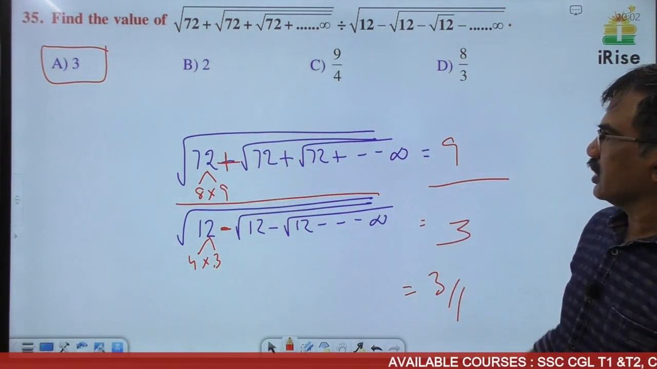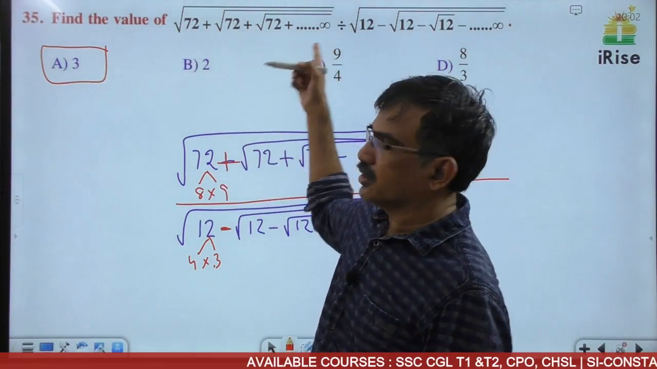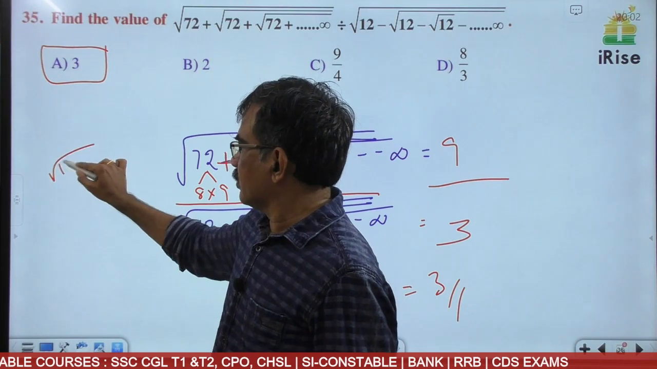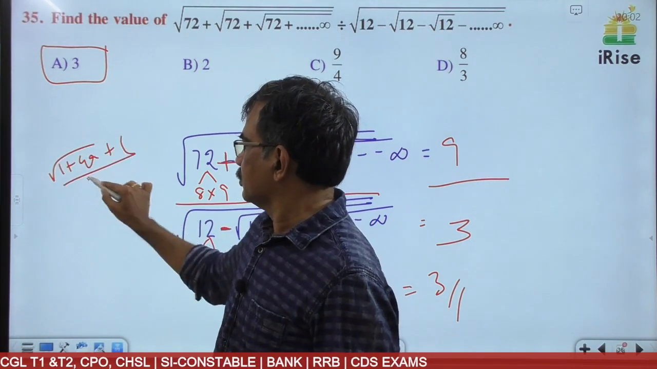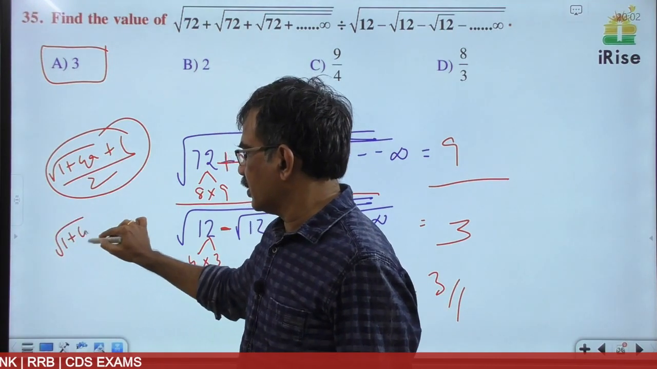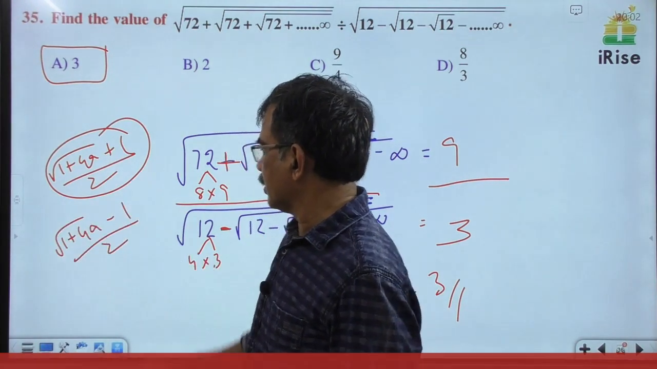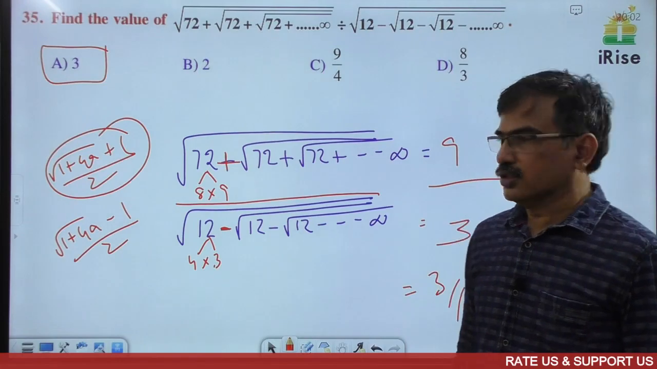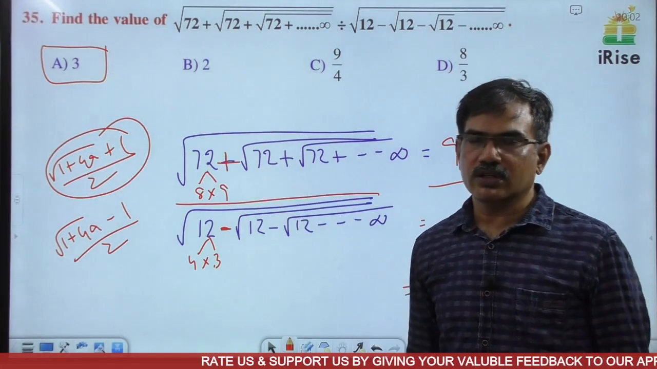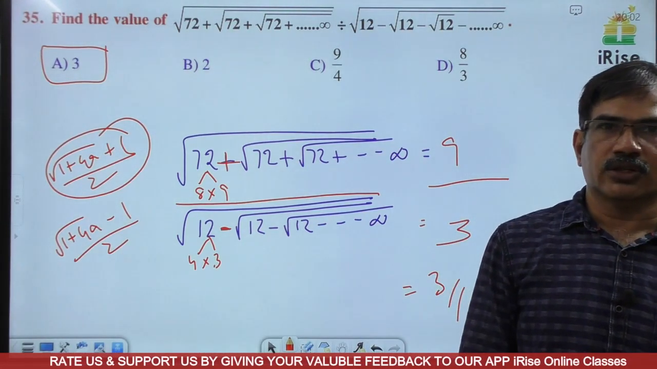The actual formula is also given. If we consider a plus a plus a plus a plus consecutively, the answer is root of 1 plus 4a plus 1 by 2. This is the formula. If minus is there, the formula is root of 1 plus 4a minus 1 by 2. If the shortcut is not applicable, then we have to go for the formula. Okay, next question.